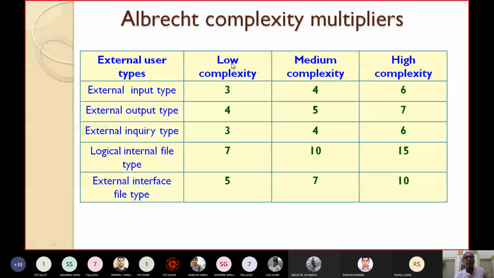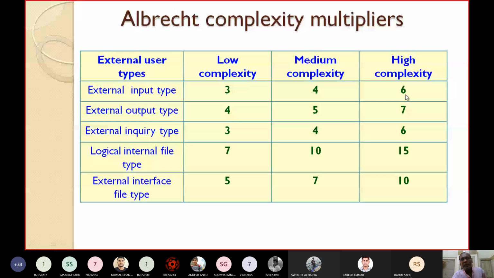If it is very low, its value is 3. If the input is of medium type, value is 4. If the inputs are very highly complex, then the value is 6. Similarly, if the output type is very low, then its value is 4. If it is medium, its value is 5. If it is high, its value is 7, and like that. He has found out some values.